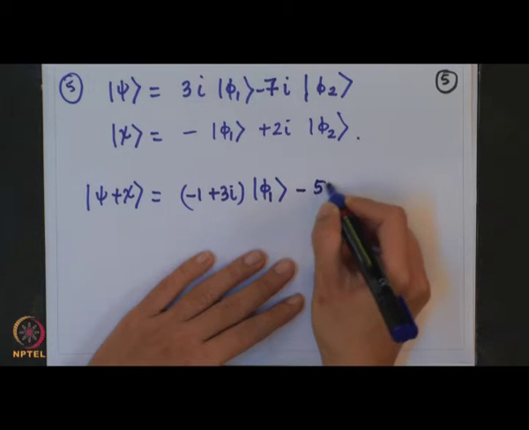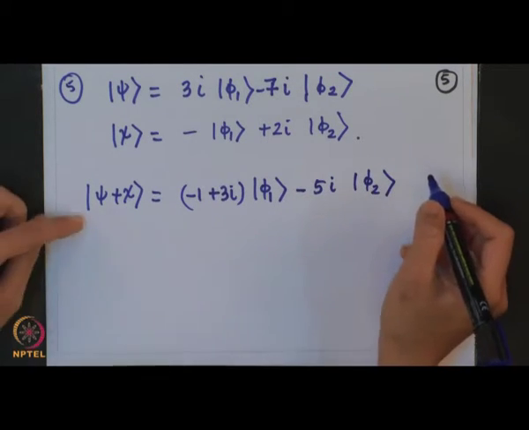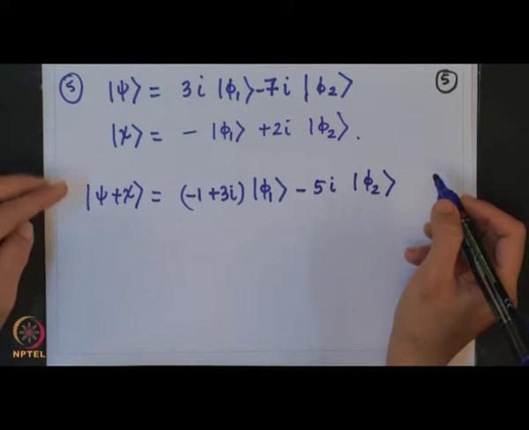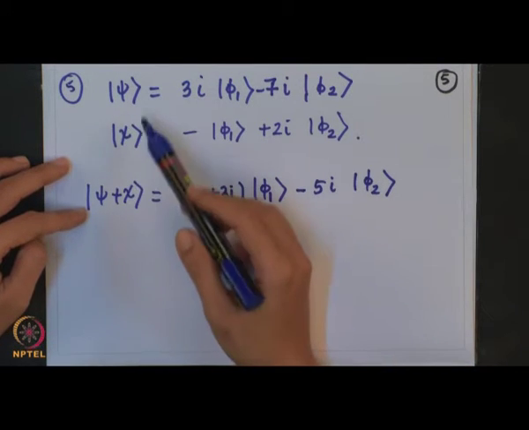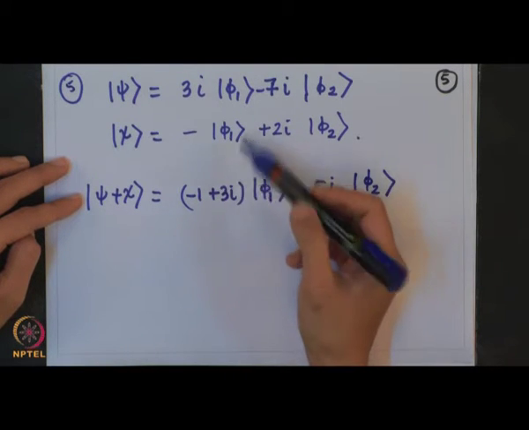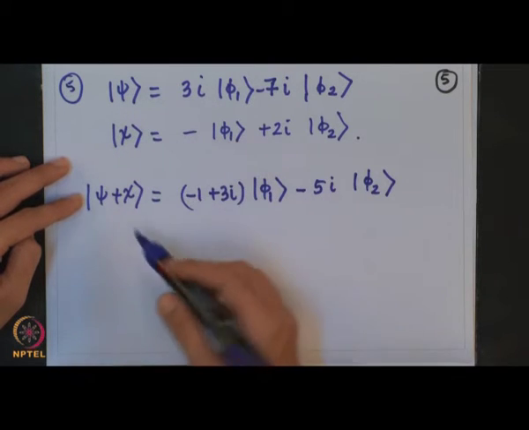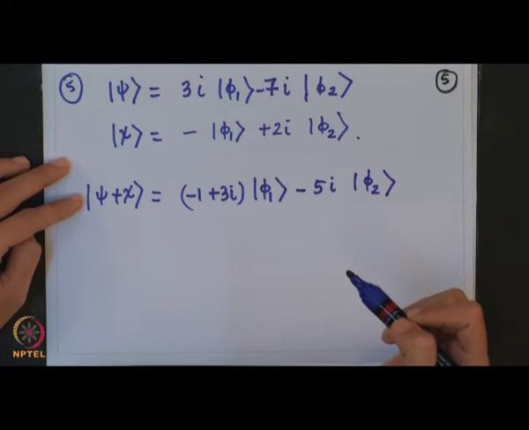So, simply minus 5i phi 2. Okay. So, this is very simple. When you are adding the two kets, you can add them. You are using the property that you can add this linearly and you obtain this result.